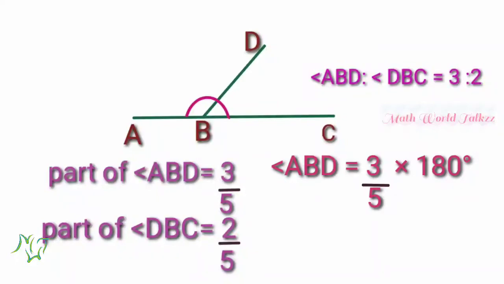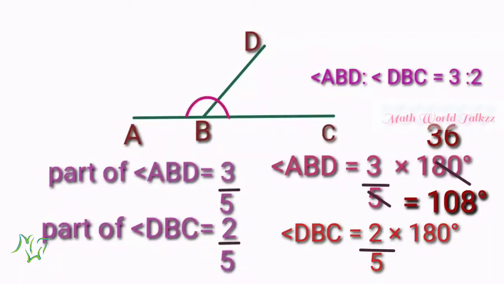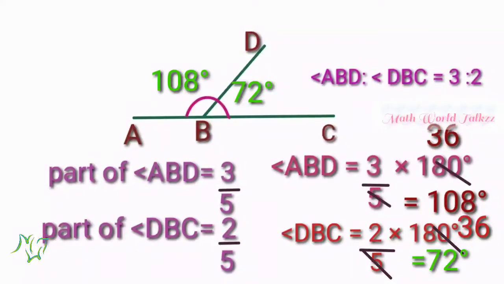Then 5 goes 36 times in 180. So 3 into 36 is equal to 108 degrees. Then angle DBC is equal to its part, that is 2 by 5 into 180 degrees. 5 in 180 is 36 times, then 36 into 2 is equal to 72 degrees. Thus we got our angles which sum to 180 and the ratio is 3 is to 2.